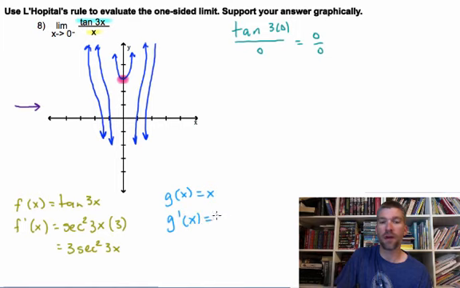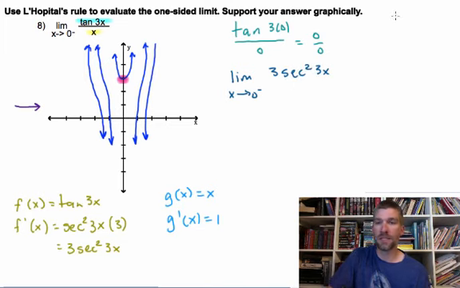So I don't even need to write this down. That would be our new denominator, 1. I'm not even going to bother with that. So here's what I've got. I've got the limit as x approaches 0 from the left of 3 secant squared 3x.